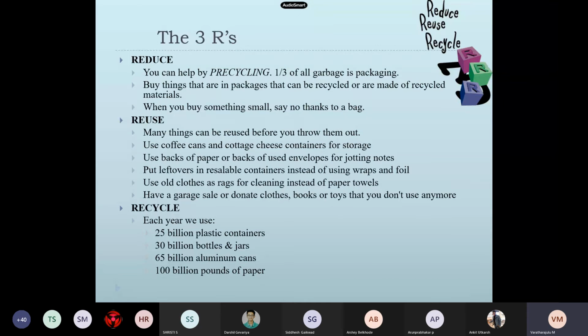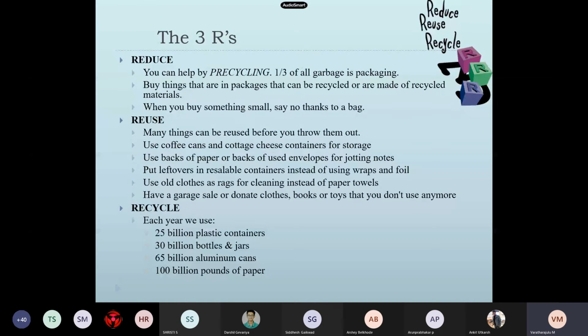You can help by recycling 1/3 of all the garbage in packaging, and by buying things that are in packages that can be recycled or are made of recycled material. When you buy something small, say no thanks to the polythene bag. The second R would be reuse. Many things can be reused before you throw them out.